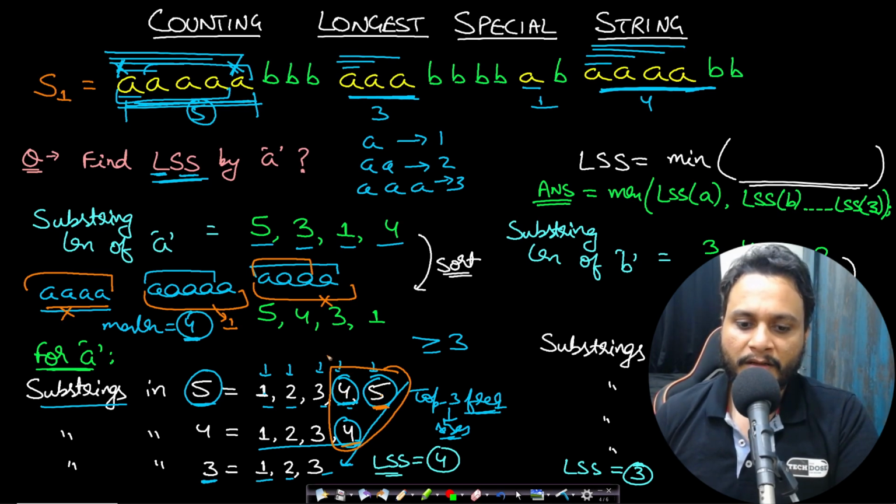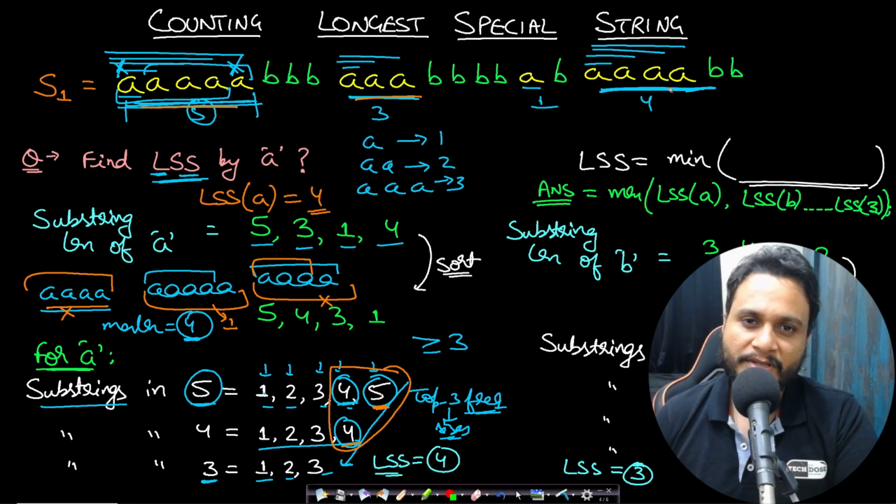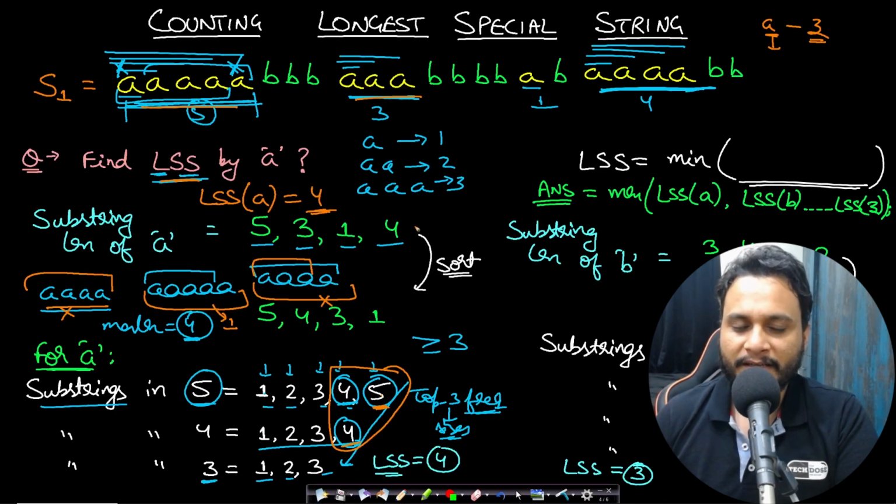So in this case, if you consider only A's, then the longest special string (LSS) contribution by A will be 4. But A may not be the only character present in our string. If you look at the problem statement, we can have characters from A to Z. So from A, the longest special string that I can form is of length 4. So don't you think I will have to repeat it for B, C, D and so on till Z? Yes, I will have to repeat this same operation again and again, right?